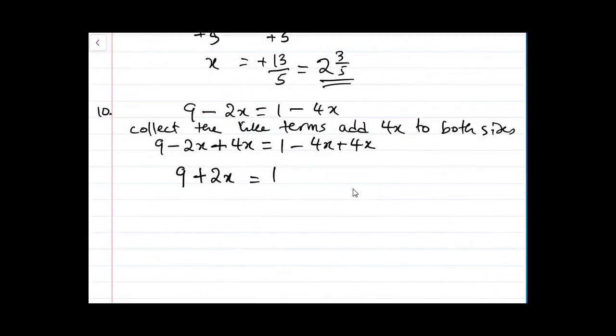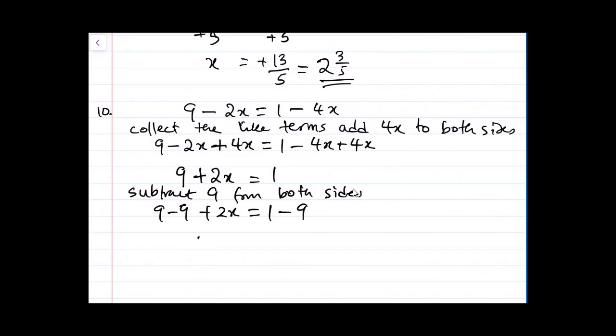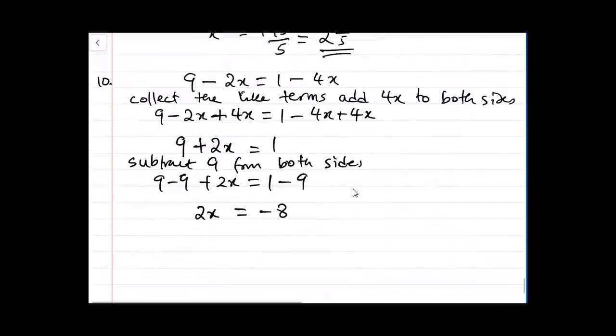Now, we want to make the coefficient and the variable stand alone. What do we say next? We subtract 9 from both sides. So that gives us 9 minus 9 plus 2x and 1 minus 9. So now it will be 2x equals to minus 8. It's as if you are saying you have $1, but you are owing $9. If you pay 1 out of the 9 you are owing, your debt still remains minus 8.